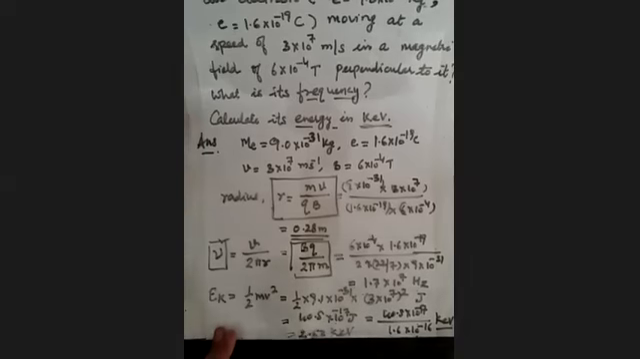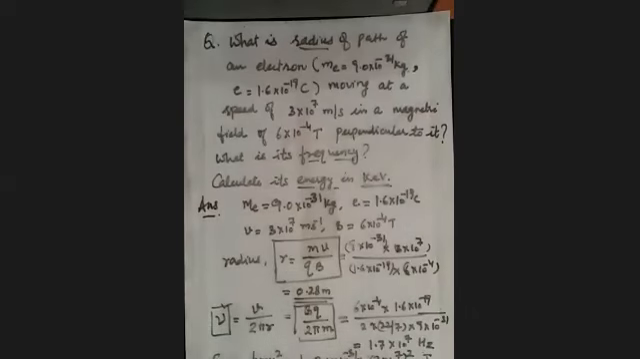And after calculating we get the value which is equal to 2.53 kilo electron volt. So that is the value of energy in kilo electron volt. So if any of you have any doubts, you can ask by raising your hands.